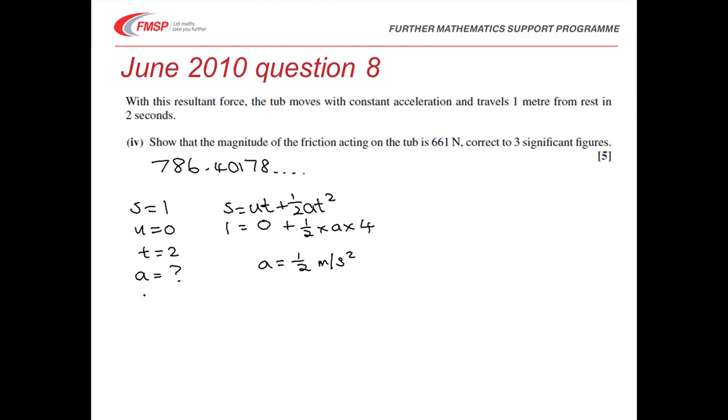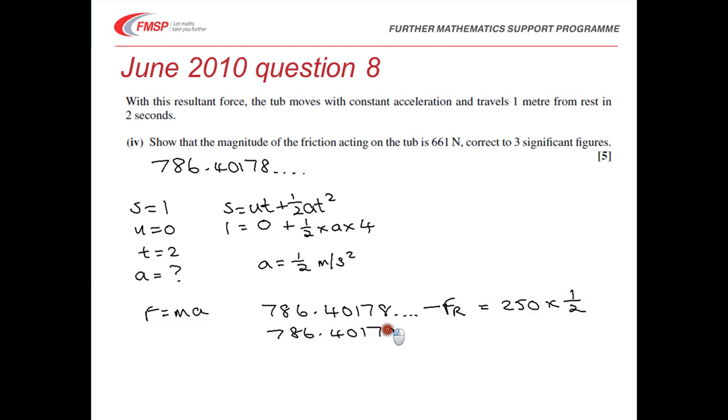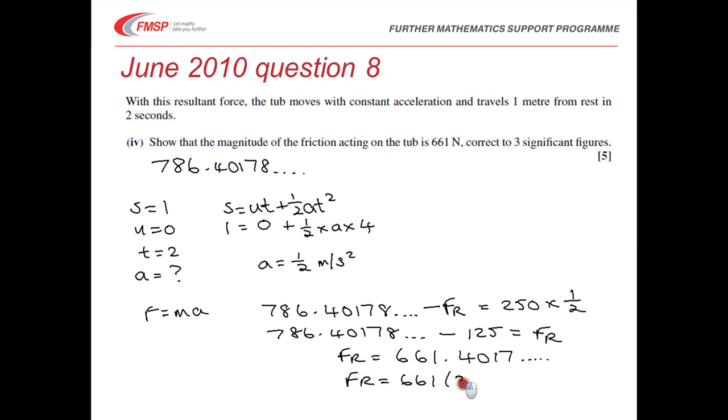So now we can start to calculate the magnitude of the friction acting on the tub. So we know, using F equals ma, F is the resultant force, so we have 786 newtons approximately pulling the tub forwards. There is a resistive frictional force, and that will be equal to the mass multiplied by the acceleration. So, typing this into the calculator and rearranging, we'll have 786 minus, bringing this over to the left, that'll be 125. That will equal the frictional force, and if you work that out, the frictional force works out to be 661.4017, and so it is indeed 661 to 3SF, as we are required to find.